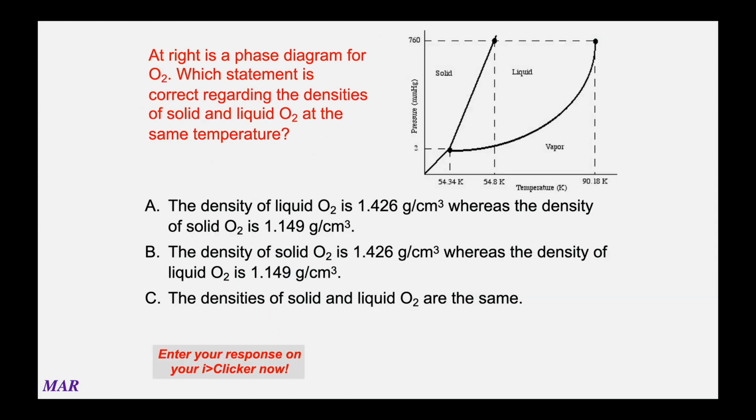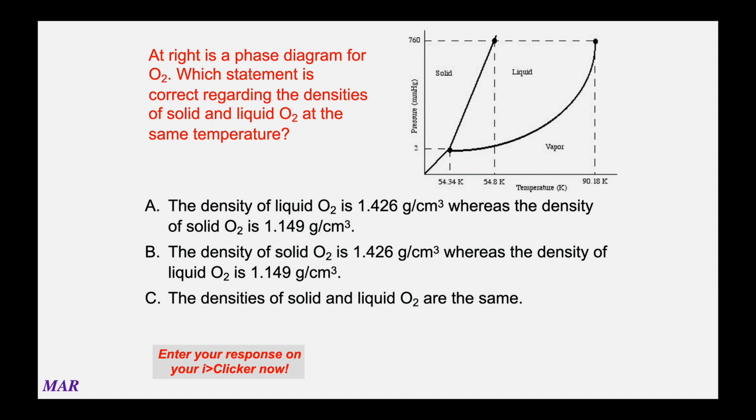Here's the phase diagram for oxygen once again, and I'd like you to figure out which of the statements below is correct. It's a statement regarding the density of solid and liquid O2 at the same temperature. There are 3 different possibilities. See if you can figure out which one is the right one. I recommend pausing the video. You can unpause it when you're ready to talk about it. Pause the video now.